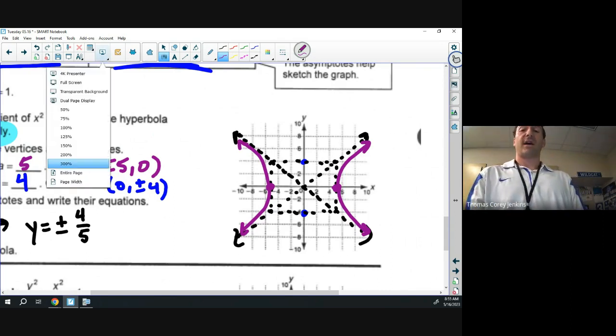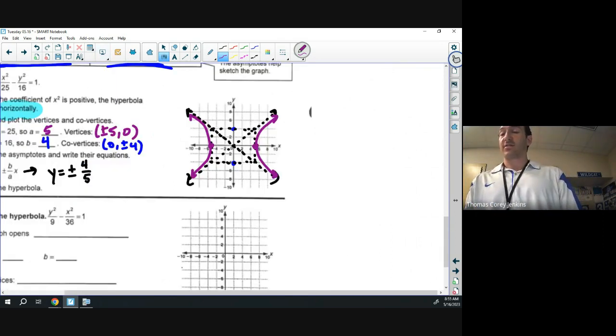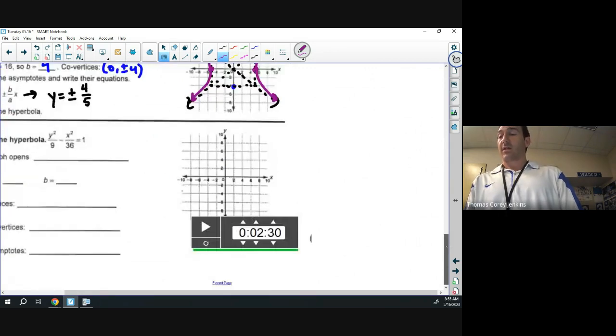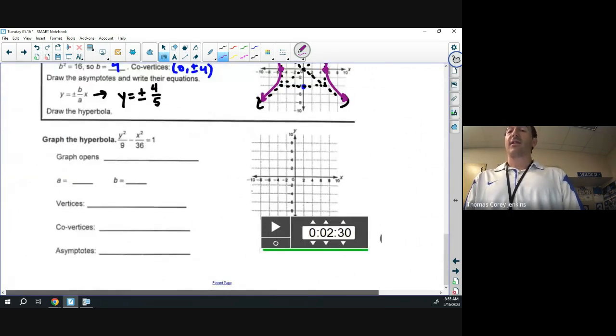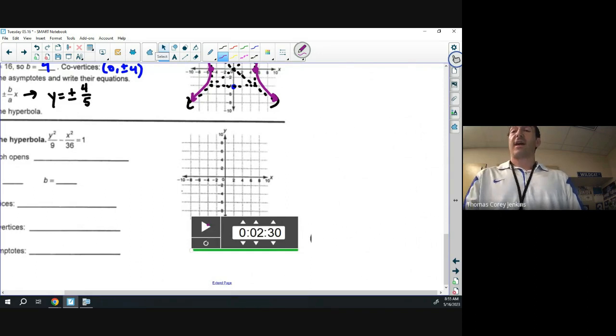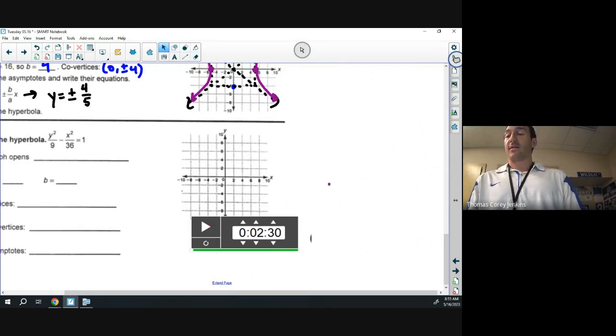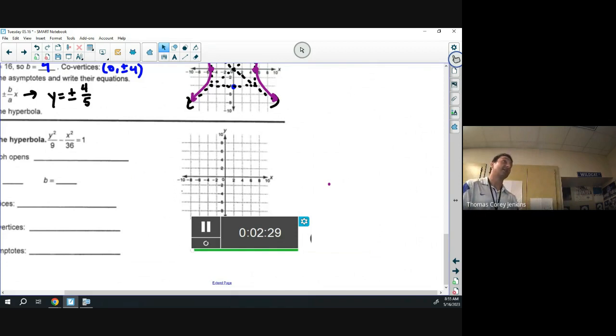I'm going to give you guys about 2 minutes to try the next one. Your equation is y squared over 9 minus x squared over 36 equals 1. So try to fill in the blanks and graph it as best you can. Good thing about these two is you have to know the algebra. You can't just type it in the graphing calculator. So it makes you know it.